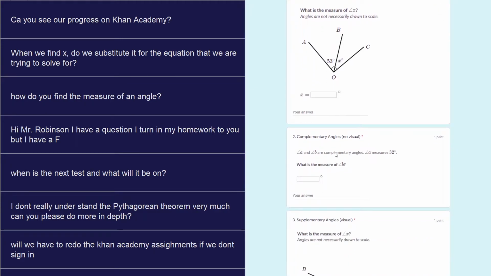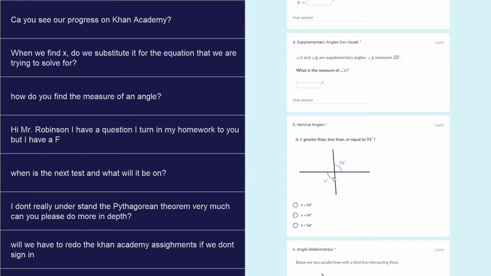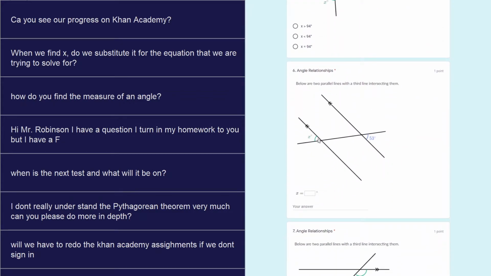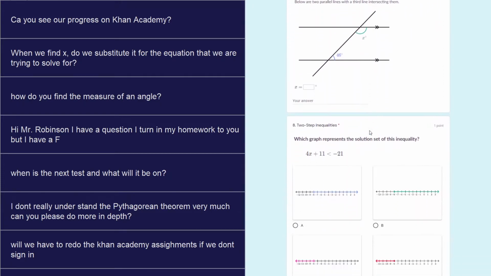Complementary angle stuff here: complementary angles without a visual. Supplementary without a visual. Vertical angles. Parallel lines cut by a transversal. I'll give you a hint: those are alternate exterior angles. Go back to that part of the video to answer whether they're going to be equal to each other or supplementary to each other. Same side interior angles right here with parallel lines cut by a transversal.